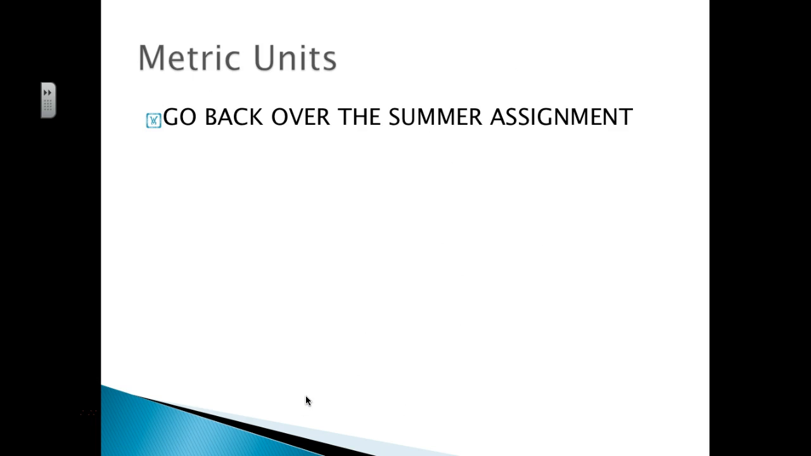There's a whole part of this section about metric units and converting. I'm not going to go over that because guess what? You did it over summer. So if you want to go back over how to change meters to kilometers and centimeters to meters and millimeters to whatever, look it up. Okay, go back to the summer assignment. That's very huge. And that's it. We are done with chapter 2. Yay!